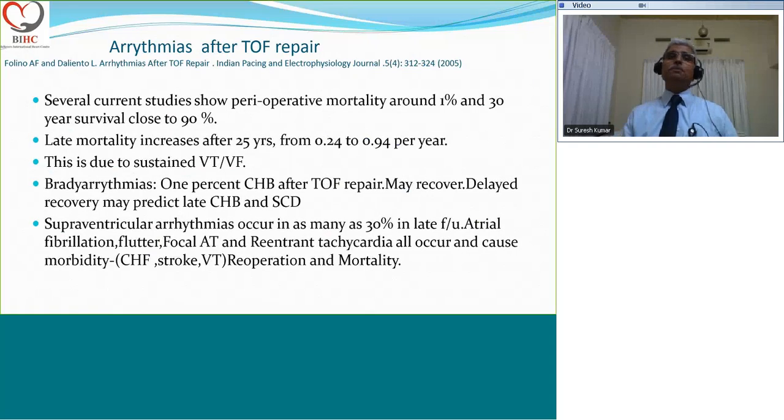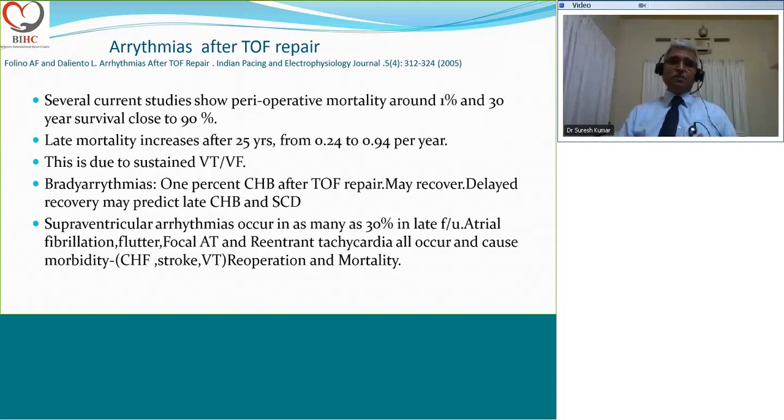Arrhythmias after tetralogy repair is a major problem. And the late mortality in tetralogy cohorts increases from 0.24 to 0.94 per year. That is 1% per year the mortality is increasing after the first few decades. And this is predominantly due to VT and VF. And a small number due to late complete heart block. And when the child had a complete heart block after surgery and recovered, especially a delayed recovery of complete heart block predicts a greater chance of a late recurrence of complete heart block.